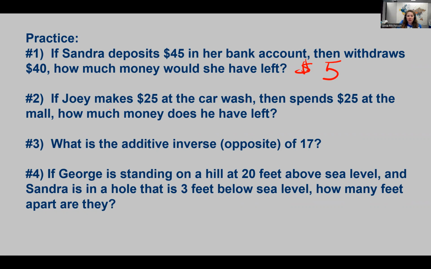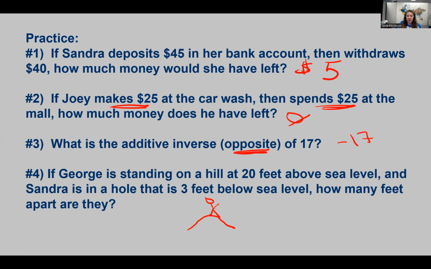If Joey makes $25 at the car wash, then he spends $25 at the mall, how much money does Joey have left? Well, these are opposite things, right? If you have positive $25 and then you spend, that means you take away $25, you have no money left. All right, number 3, what is the additive inverse? In other words, what is the opposite of 17? The answer is -17.